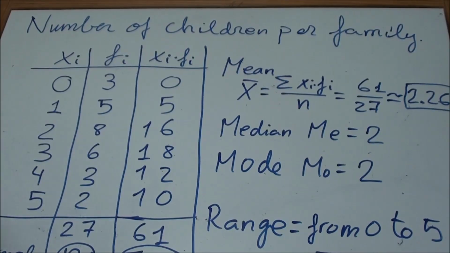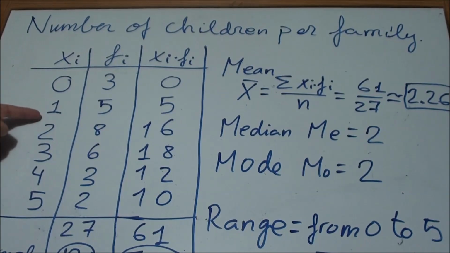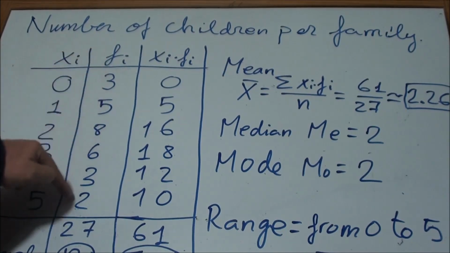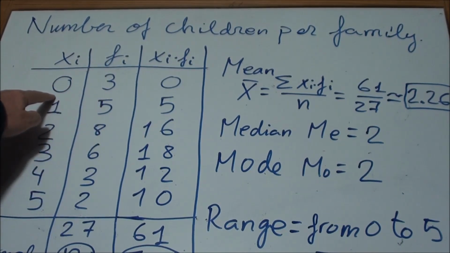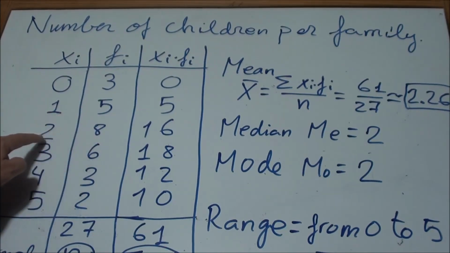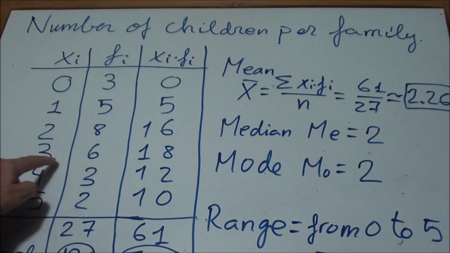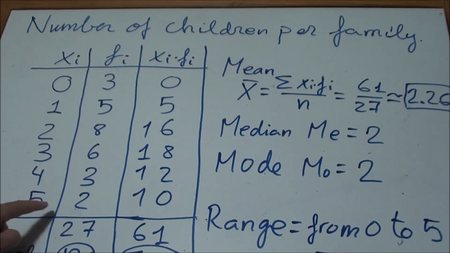Okay, here we are again. Remember the study we have done with our variable, the number of children per family. These were the number of children: no children, one child, two children, 3, 4, 5, and these were the frequency, the number of families. 3 families with no children, 5 families with 1 child, 8 families with 2 children, 6 families with 3 children, 3 families with 4 children, and 2 families with 5 children.